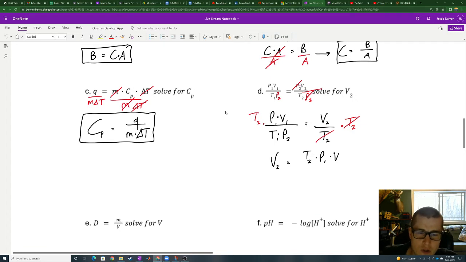And if you're starting to say, Mr. Nairn, do we really have to do the 2's and the 1's and everything? Yeah, you definitely do, because otherwise you'll get them confused. Let's look at E.